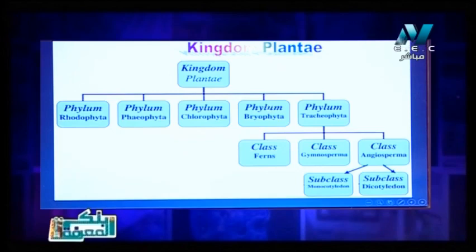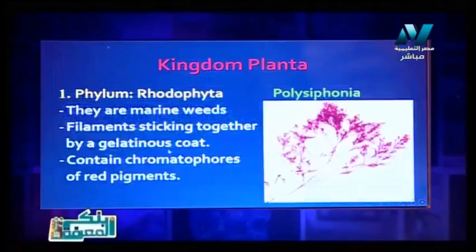The fourth phylum is called Bryophyta, and the fifth one is called Tracheophyta. And the Tracheophyta include many classes. One of them is the fern plants. The other one is gymnosperms, and the third one is angiosperms. And the angiosperms include the monocotyledonous and dicotyledonous plants. Let's start with the first phylum.